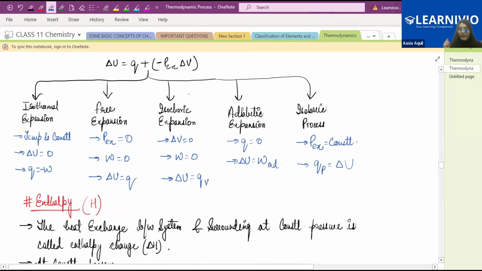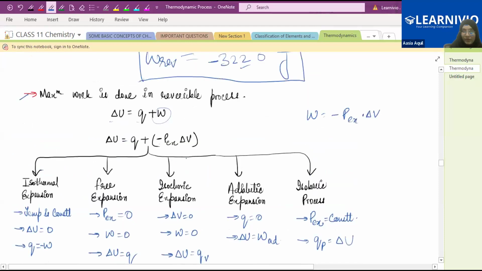First case, if the expansion, because here the formula was very basic, Q plus W. We were not talking about the pressure of gases. Okay, so pressure की जहाँ पे बात होगी वहां पे क्या बात होगी? Expansion की. We just talk about the expansion. So when we substitute this minus P external into delta V for W, there are some cases. So here we will talk about some expansion processes.